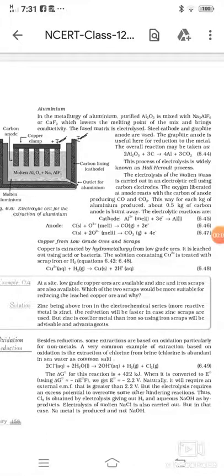Today's topic is oxidation and reduction in general principles of isolation of elements. Besides reduction, some extractions are based on oxidation, particularly for non-metals. A very common example of extraction based on oxidation is the extraction of chlorine from brine. Chlorine is abundant in seawater as common salt.